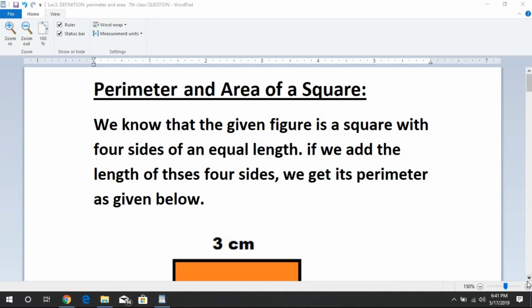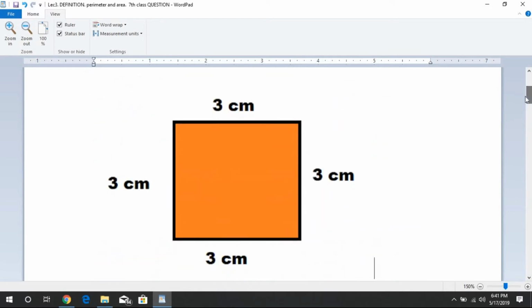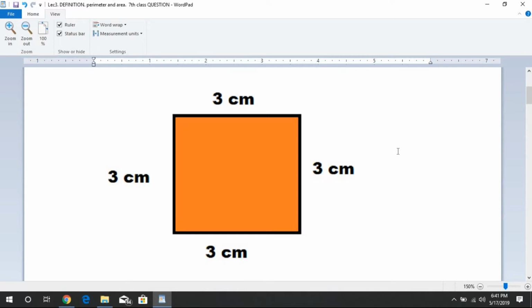And look at the diagram. This is the diagram. This is a square, 3 centimeter each. Length of each side is equal to 3 centimeter.